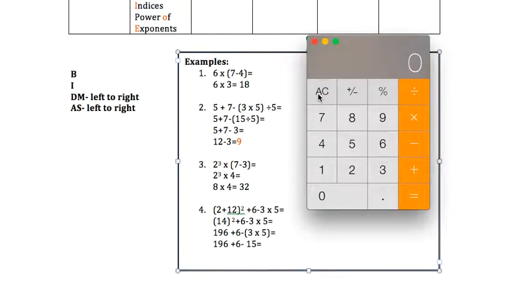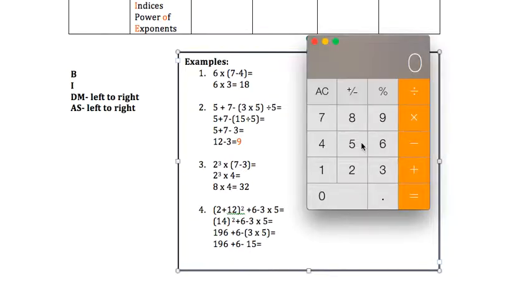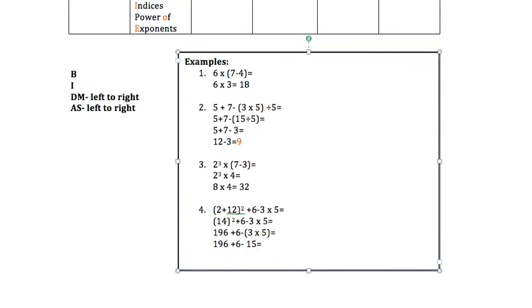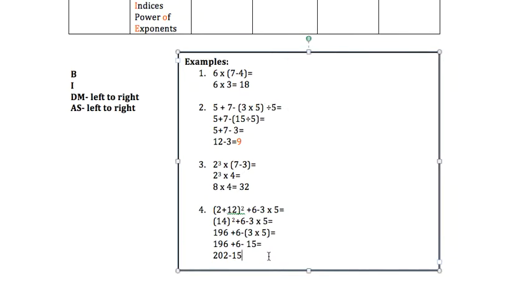Alrighty, so now to just cheat, I guess, again. 196 plus 6, I can do my addition and subtraction from left to right because it goes in that order there. So I'm going to go 196 plus 6, 202. And then we're going to take away 15 from that. Take away 15. Final answer is 187.